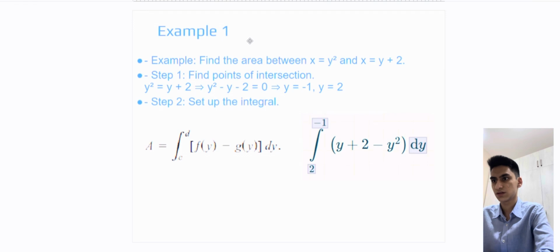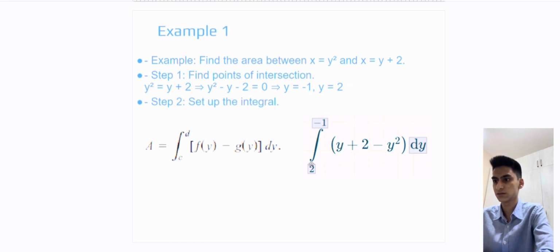First example: we should find the area between x equals y squared and x equals y plus 2. We have 3 steps. First, find the points of intersection, then set up the integral, and then calculate it. First, let's find the points of intersection. y squared equals y plus 2. Here our intersection points are -1 and 2.